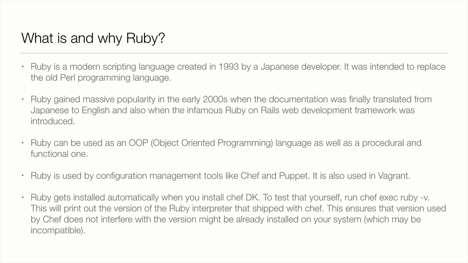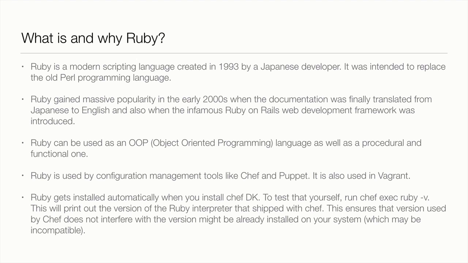So, what is Ruby and why Ruby? Ruby is a modern scripting language created in 1993, which makes it relatively newer than other scripting programming languages. It was created by a Japanese developer, and it was intended to replace the old Perl programming language. Ruby gained massive popularity in the early 2000s, when the documentation was finally translated from Japanese to English, and also when the infamous Ruby on Rails web development framework was introduced.